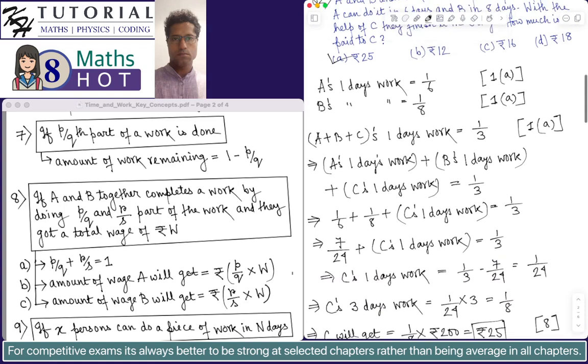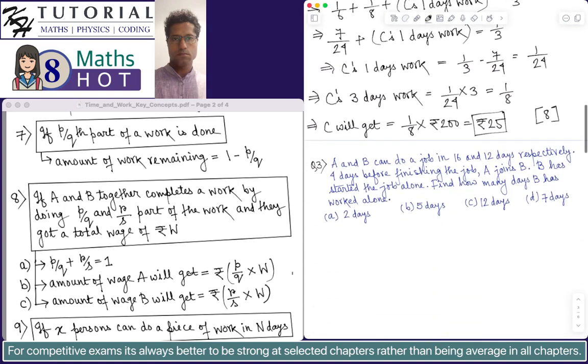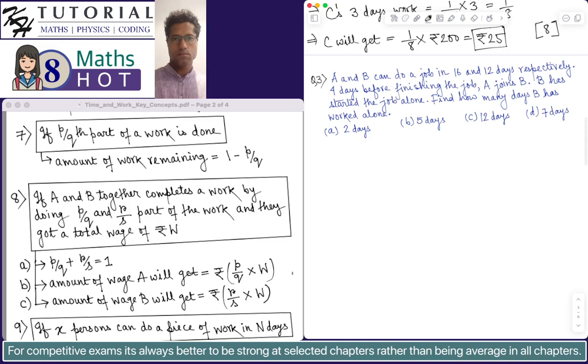Okay, let's do the next problem. A and B can do a job in 16 and 12 days respectively. That is, A alone can do the job in 16 days, and B can do the same job in 12 days.